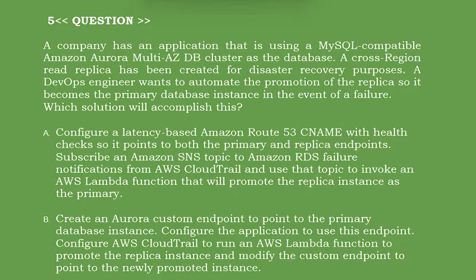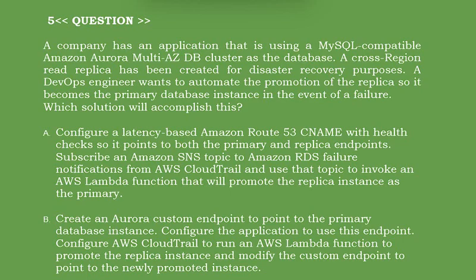Option A: configure a latency-based Amazon Route 53 CNAME with health checks so it points to both the primary and replica endpoints. Subscribe an Amazon SNS topic to Amazon RDS failure notifications from AWS CloudTrail and use that topic to invoke an AWS Lambda function that will promote the replica instance as the primary.